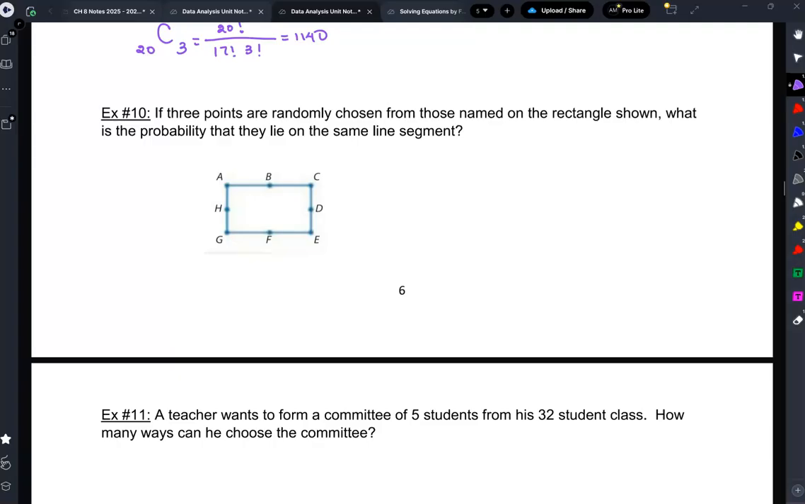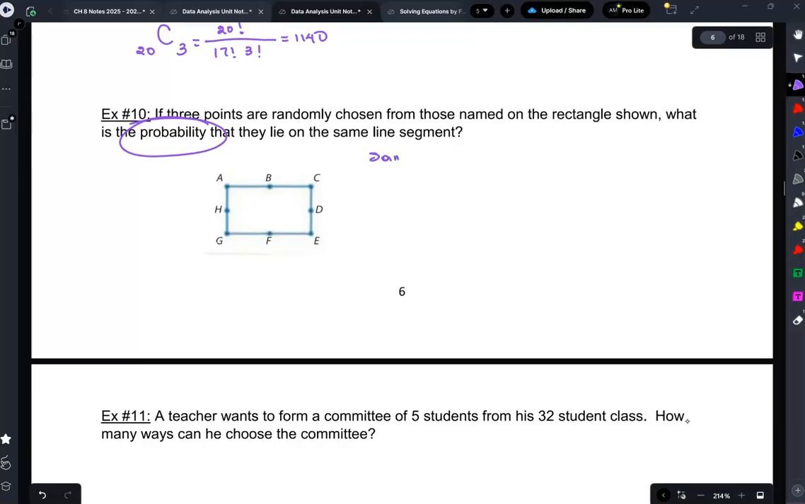Okay. Take a look at this straight out of geometry. If 3 points are randomly chosen from those named on the rectangles shown, so A through H, what is the probability that they lie on the same line segment? So 2 things are happening here. First is we're picking 3 points. Now, is this a permutation or a combination? It's a combination because it doesn't matter if I pick BCD or CBD, right? So it's a combination.